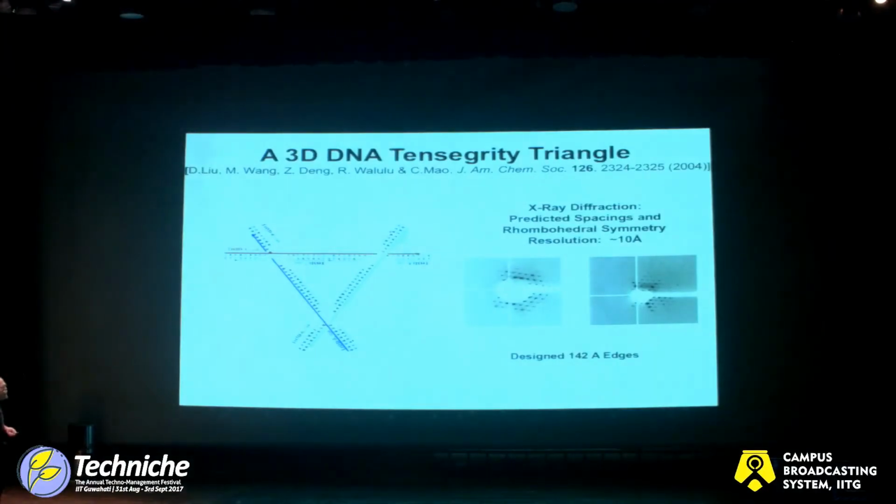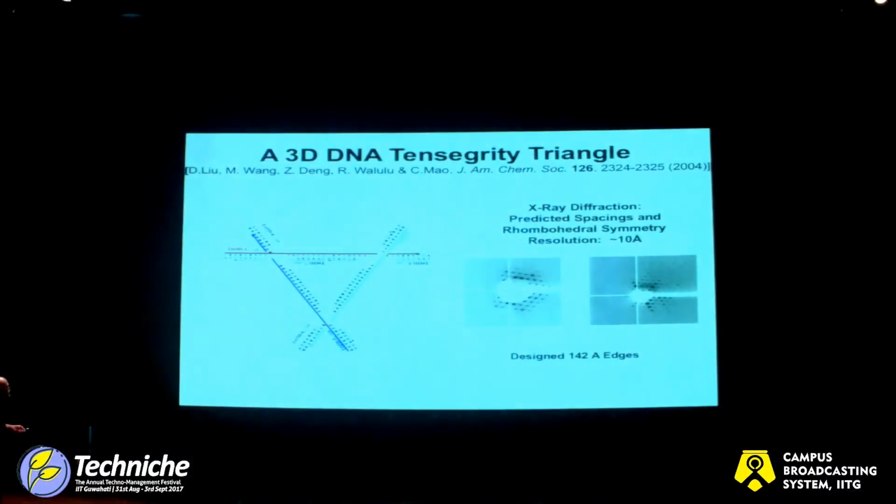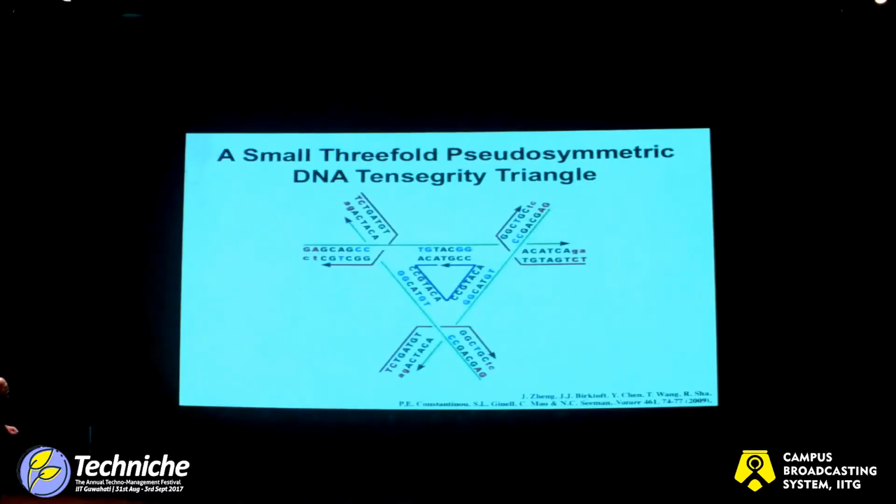And we used a motif that obeys Wenyan Yu's rule, but it was developed by Chengde, and it's called the tensegrity triangle. I wouldn't have called it that, but he did. So here he's got an over-under, over-under, over-under motif. This gives us in the diffraction pattern the predicted rhombohedral symmetry, gives us the right lengths of edges, spacings for the dots, but the resolution is not so good, about 10 angstroms.